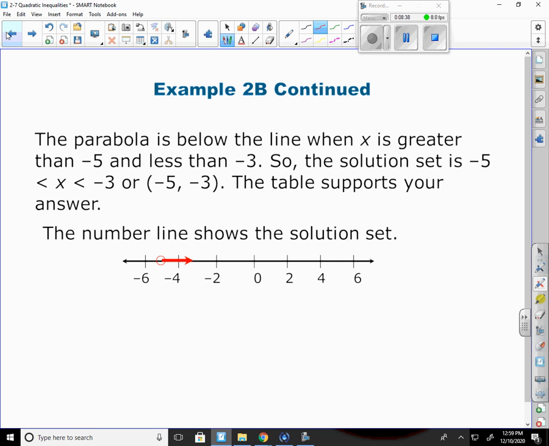So in order to solve this, the parabola is below the line when x is greater than -5 and when it's less than -3. So the solution set is -5 is less than x is less than -3, which would give us -5 and -3 with parentheses around it because it's a less than and there's no equal sign. If there was an equal sign, there would be brackets around both of those.